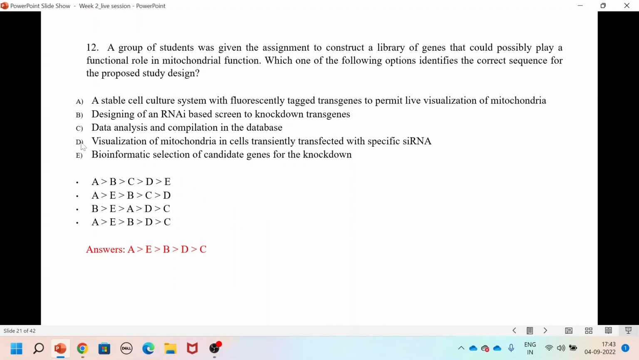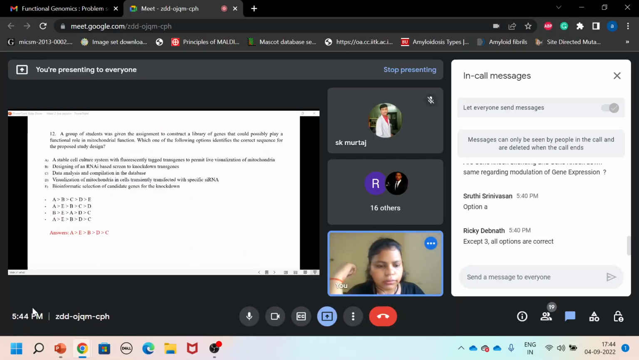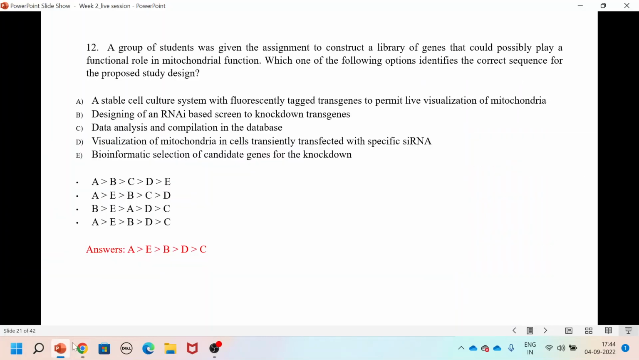The next step is when we perform the RNA interference and knock down the genes, then we will try to visualize what happens in the mitochondria. So the next step will be the visualization of mitochondria in cells transiently transfected with the specific siRNA. And the last step will definitely be the data analysis and compilation in the database. So this will therefore help in constructing a library of genes that may possibly play a functional role in mitochondrial function. Any doubts? Or if it is not clear? Yeah, ma'am. Okay.